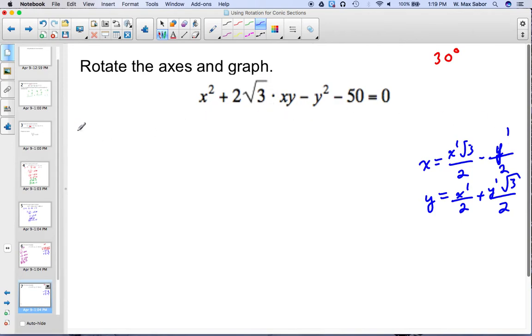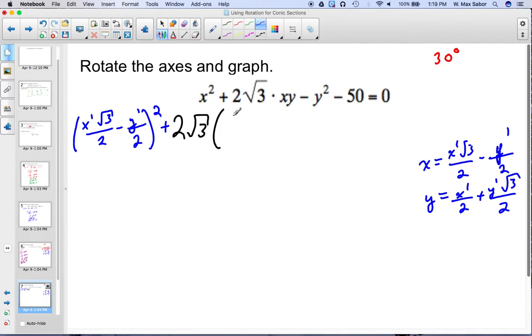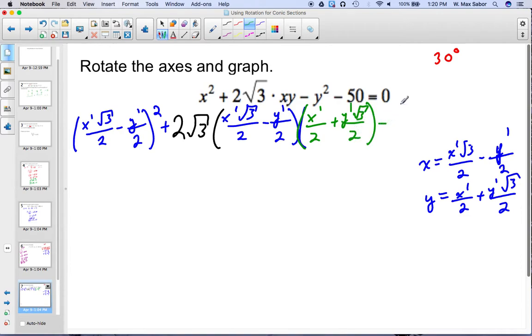So x squared is (x prime square root of 3 over 2 minus y prime over 2) squared. We have this x prime square root of 3 over 2 minus y prime over 2 times, well, what's y? x prime over 2 plus y prime square root of 3 over 2, minus y squared equals 50.